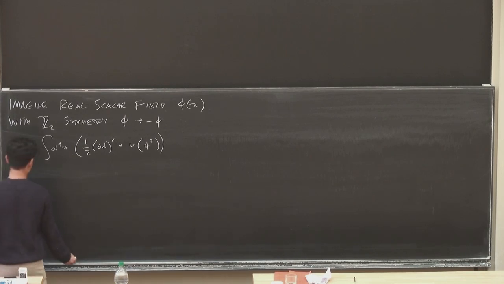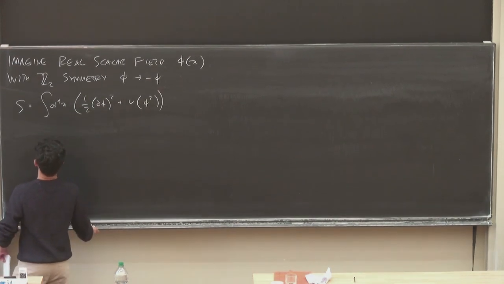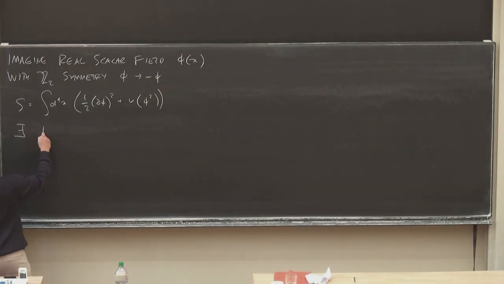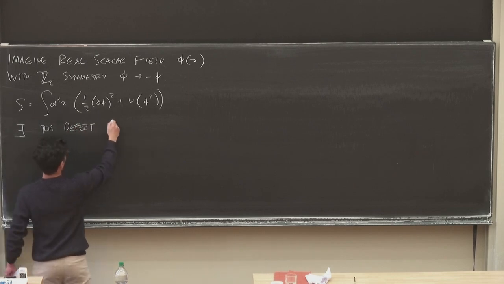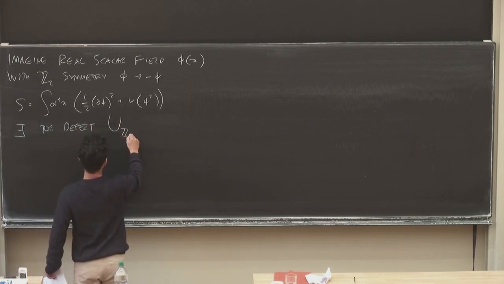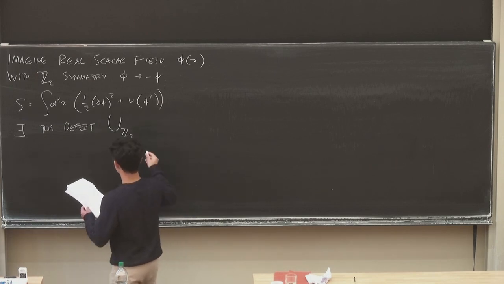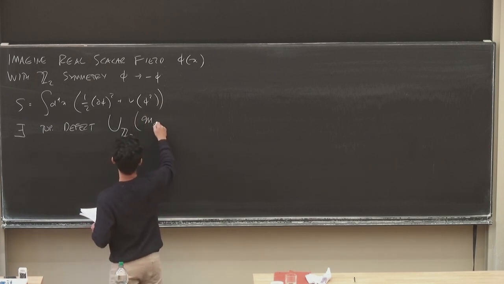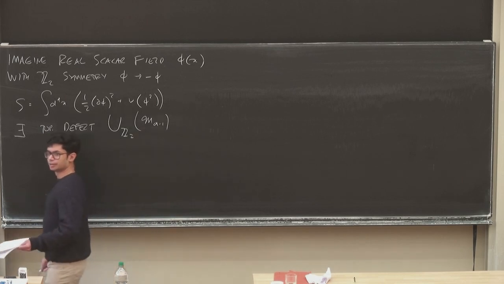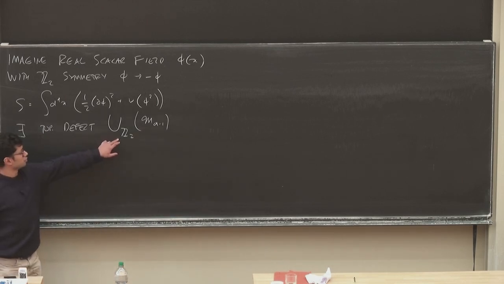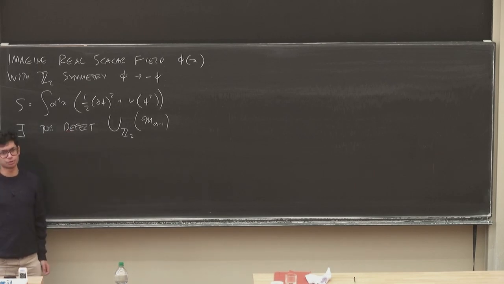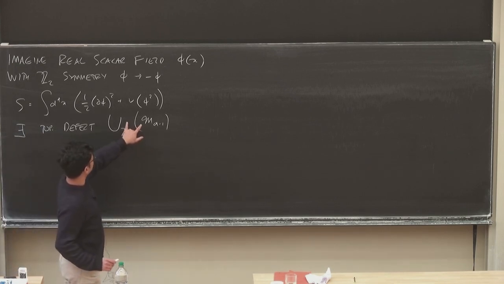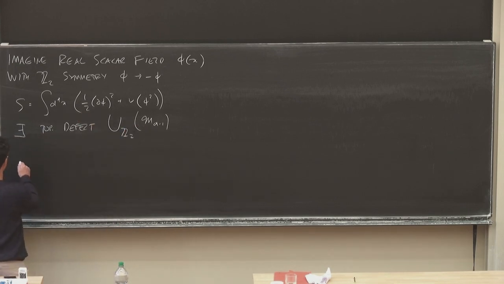Then there exists a topological defect, which I'm just going to call U sub Z2, okay? Which again, you can define on any codimension 1 manifold. I'm calling it U sub Z2 because really the thing labeling it should be an element of the symmetry group, but Z2 has only one non-trivial element, so I can just call it U sub Z2. And the role of U sub Z2 is to generate the action of the symmetry.